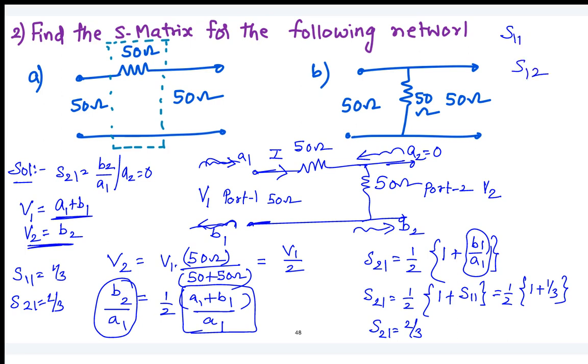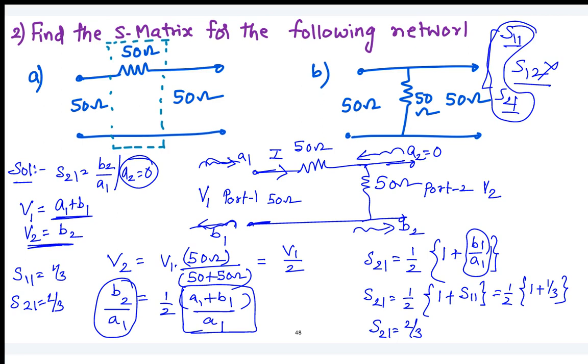Isn't it? But I have not discussed that. Why? Because S11 and S21 can be simultaneously found out when you put A2 equal to 0. If I do S11 and go to S12 and come back to S21, it will be more confusing. So when you put A2 equal to 0, simultaneously we'll be able to define what these parameters are.